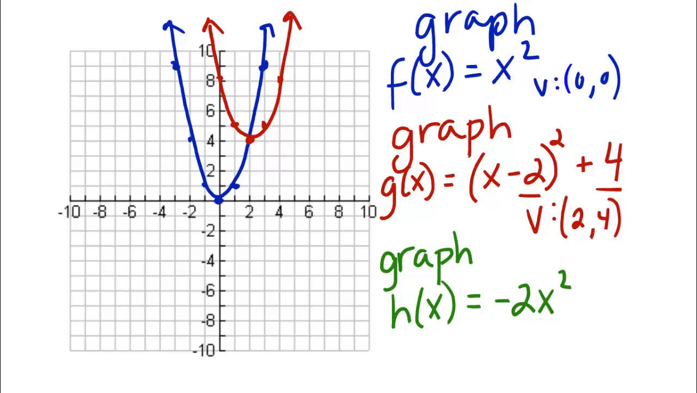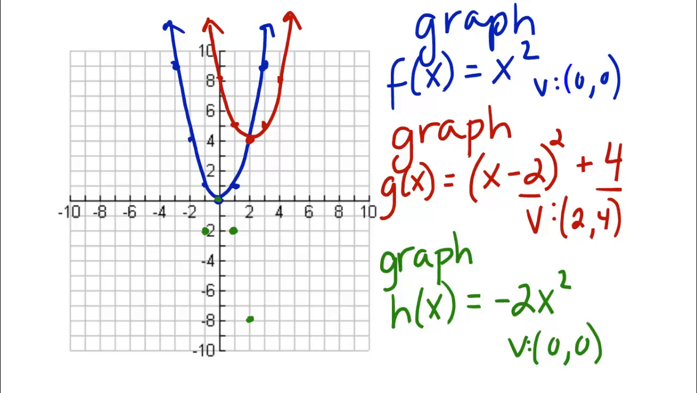Let's graph one more. Let's graph -2x squared. This actually hasn't been shifted anywhere. Our vertex is still at 0, 0. But that -2 made it open down. Let's see what else happened to it. If you plug in 1, we get -2. If you plug in 2, 2 squared is 4 times -2 is -8. That's all the way down here.